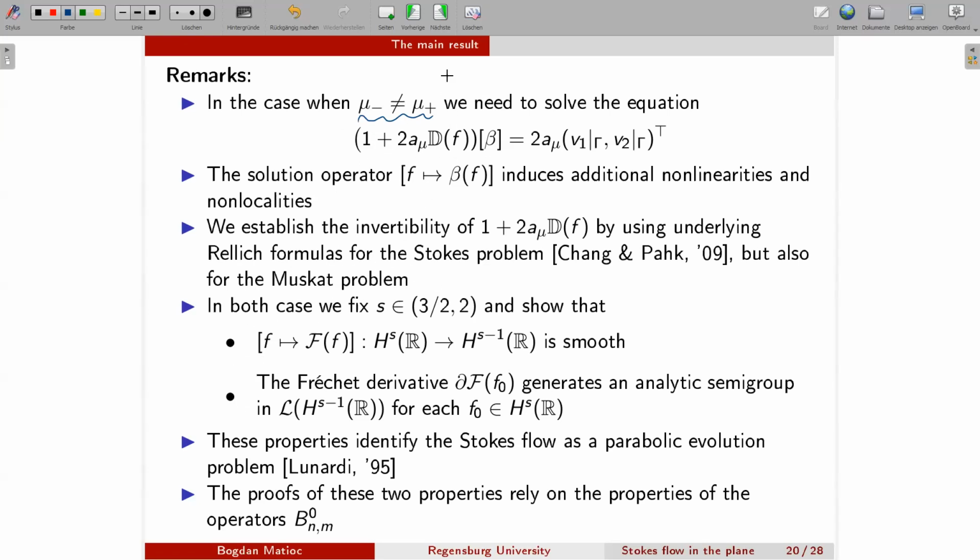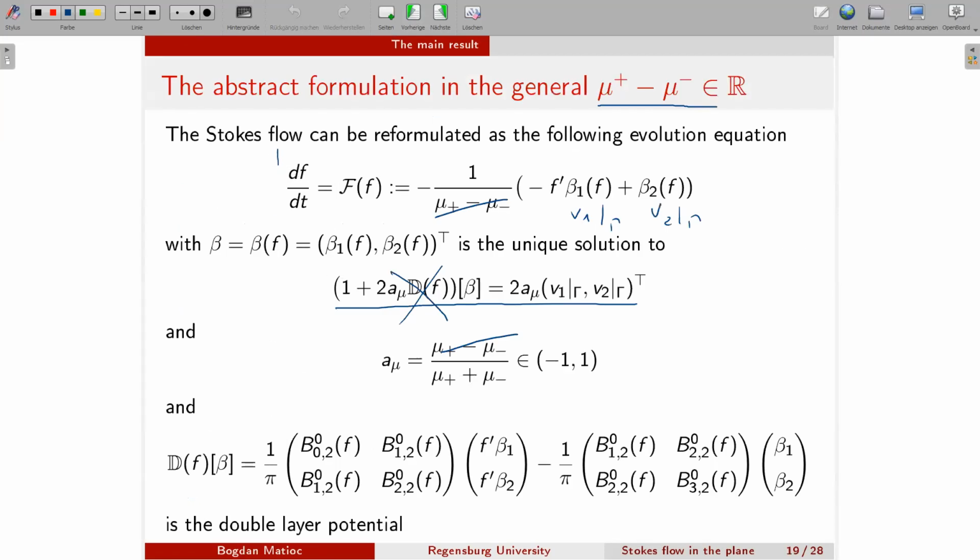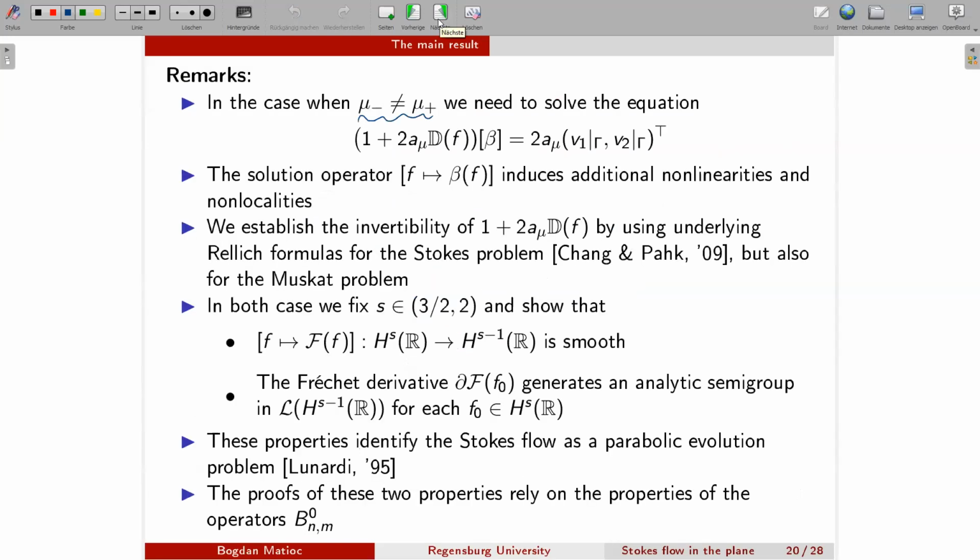But having inverted this operator, then at the end we have to solve in both cases this fully nonlinear evolution equation, and for this we use abstract parabolic theory due to Alessandra Lunardi from her monograph from 1995. And we have to prove two important properties. The first one is that cal f depends smoothly on f as a map from Hs to Hs minus 1. So cal f is nonlinear, fully nonlinear, non-local. So this is not so easy.